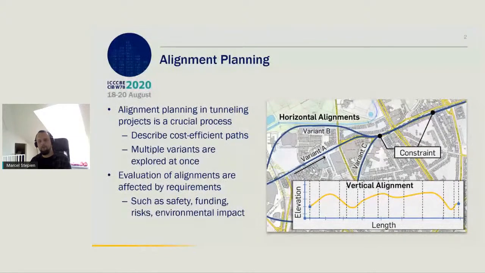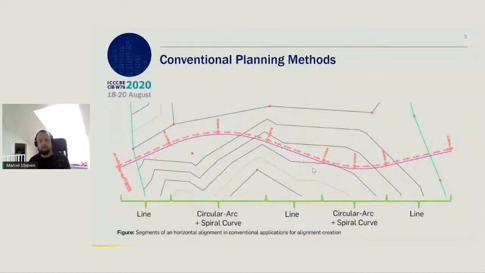In mechanized tunneling projects, an alignment describes a cost-efficient path. Multiple static alignments are explored at once, since investigations usually enable the establishment of alternative approaches. Evaluating a near-optimal alignment solution involves a multitude of empirical, analytical, and numerical methods. Conventionally, alignments are split into horizontal and vertical parts, which again are segmented into multiple curve types. And there are software solutions and methods that can handle alignment creation. Those applications are used by trained individuals or experts only.